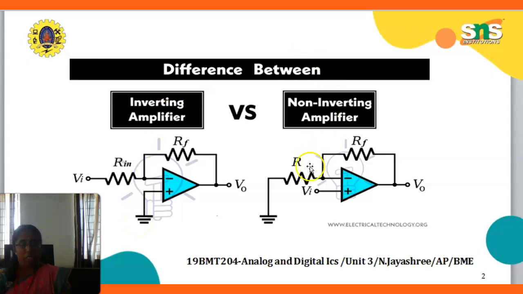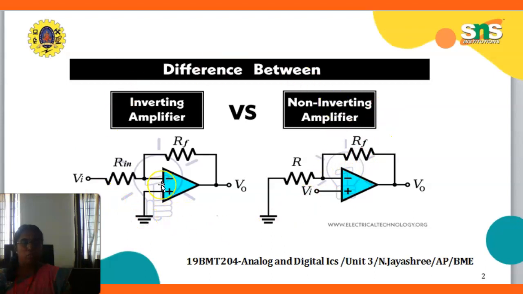In the non-inverting amplifier, the plus sign indicates the non-inverting terminal. This plus sign is connected to the input Vi. The inverting terminal is connected to ground. RF is connected as the feedback through V0. This is the difference between the inverting and non-inverting amplifier.